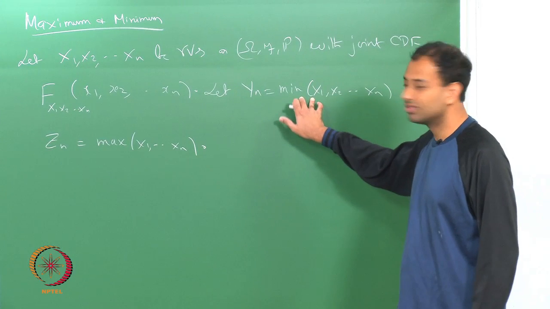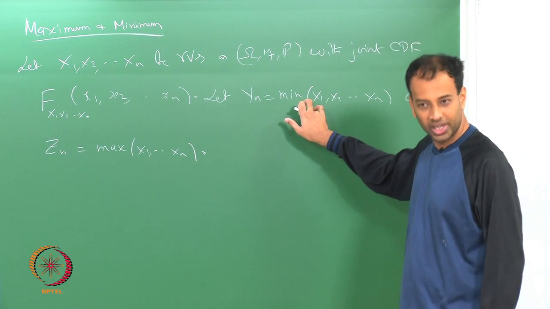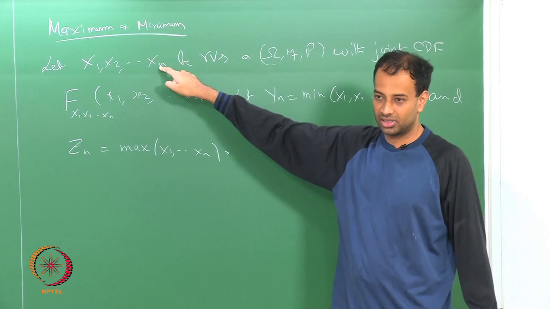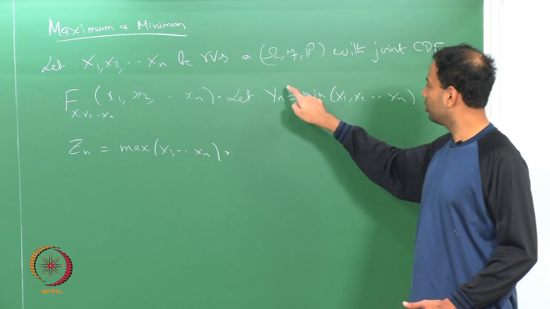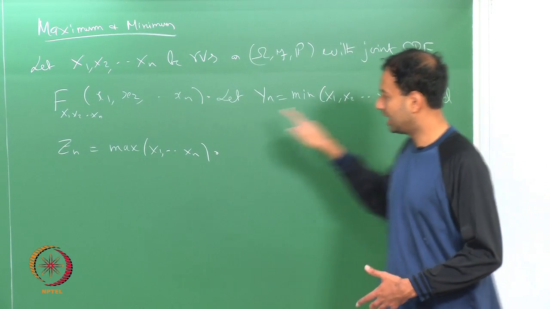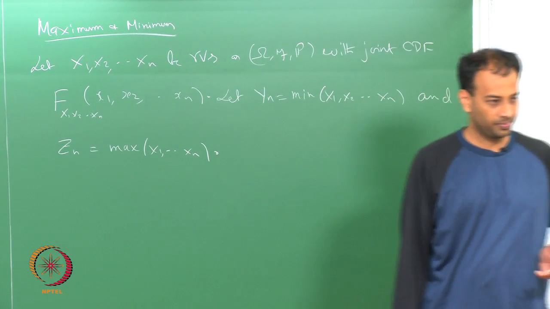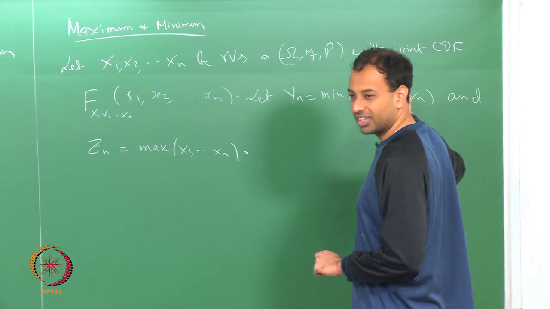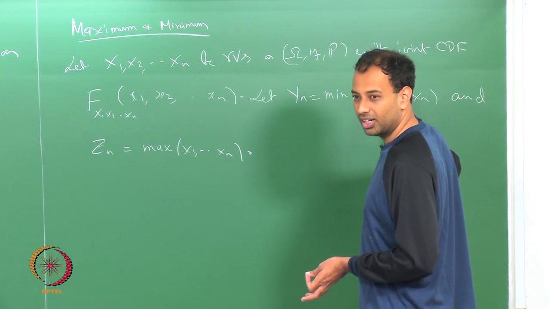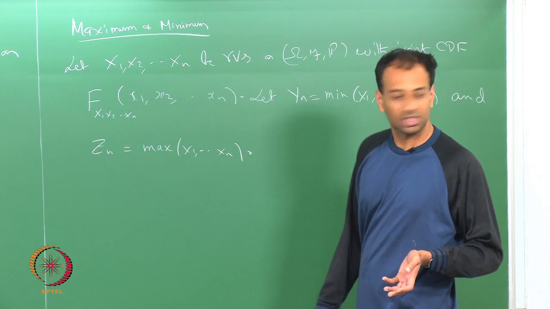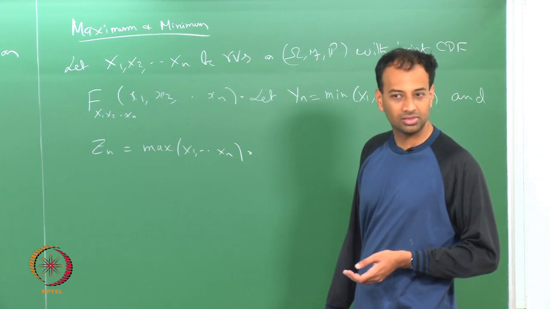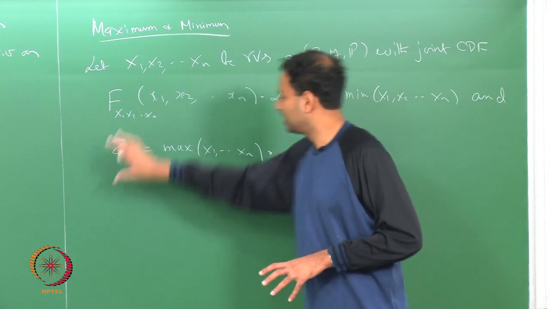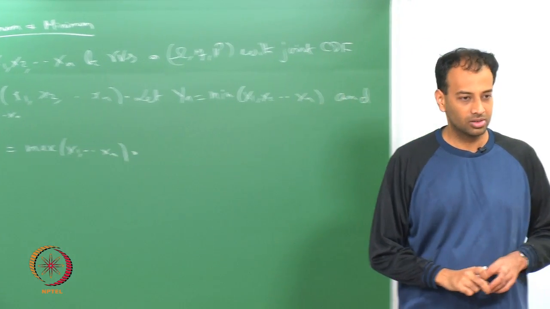So what does this mean? For every omega, whenever omega realizes, I have X1(omega), X2(omega), ..., Xn(omega) realizing as real numbers. For each such omega, Yn(omega) will be the smallest of those numbers and Zn(omega) will be the largest of those numbers. For some particular omega, X3 may be the smallest, but for some other omega, X1 may be the smallest, and similarly for Zn. So you are looking at the distribution of the smallest and the largest of these Xi's.